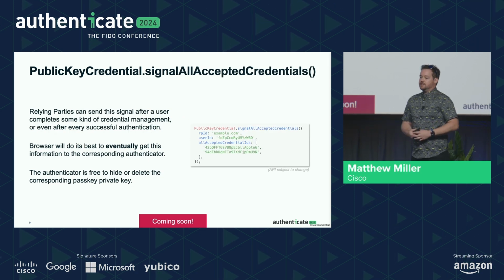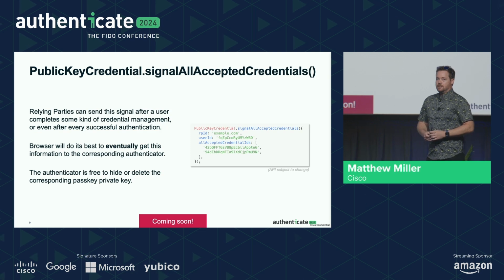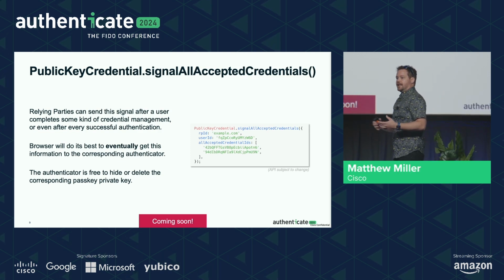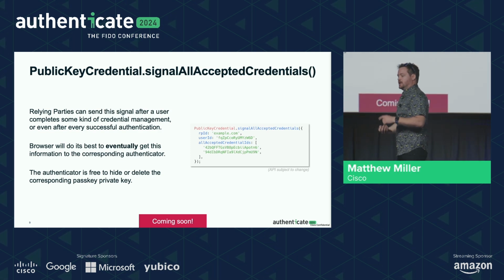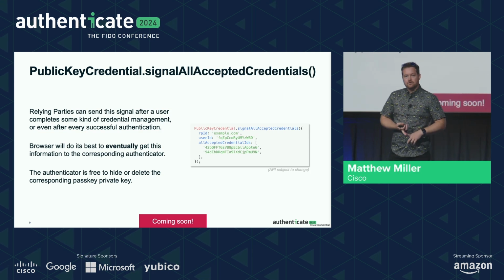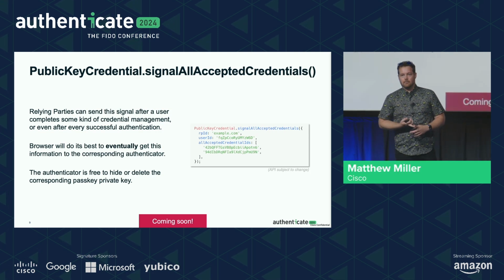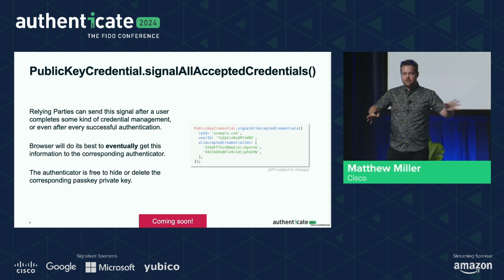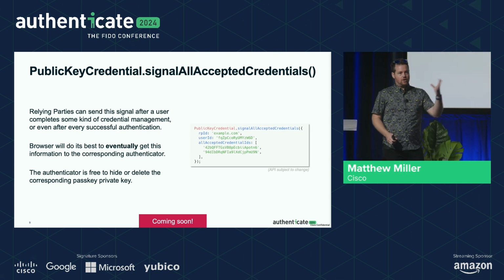Next one is signalAllAcceptedCredentials. This would be a second signal that would be a collection of all of basically the credential IDs you would put in an allow list. At any point in time, an RP can call this after successful sign-on, or after some sort of self-service of the user's credentials. It doesn't have to be after a ceremony of any kind. You can just call this at any time.